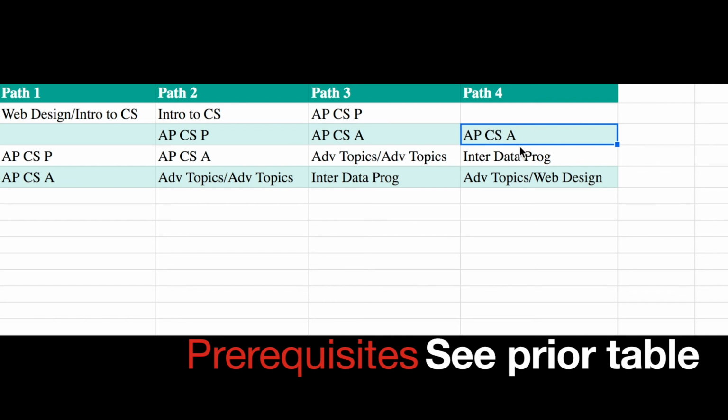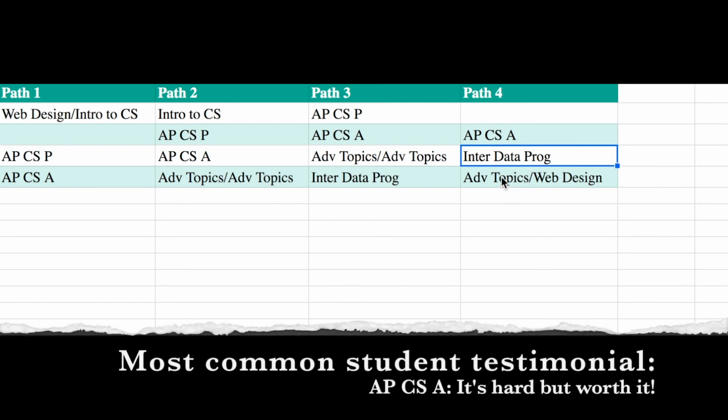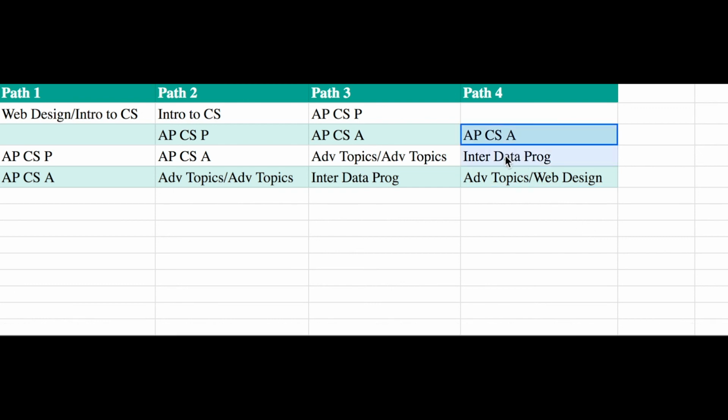So you could see in Path 4, here one didn't take any class their freshman year, then took AP CSA, loved it, decided to stay on with some difficult material, and take Intermediate Data Programming next, which does not have to go immediately after AP CSA. And then their senior year, they did a semester of advanced topics and then a semester of web design. Note that web design could happen early or later. It's open to anyone. It's a completely different type of skill set than these types of programming classes for AP CSA and Intermediate Data Programming.